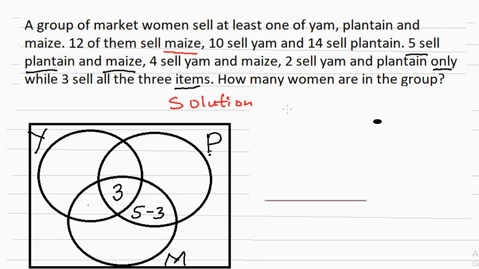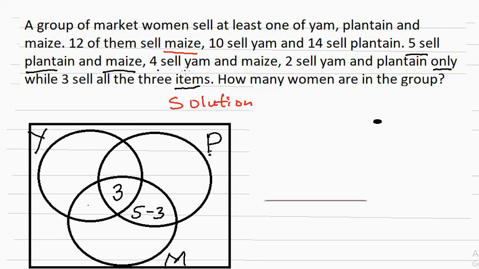And the same thing goes with, okay, let's look at the next intersection. Okay, so we are told that 5 sell plantain and maize. So for me to get the number of people that sell plantain and maize only, I'm going to subtract 3 from 5. All right, I'll continue.